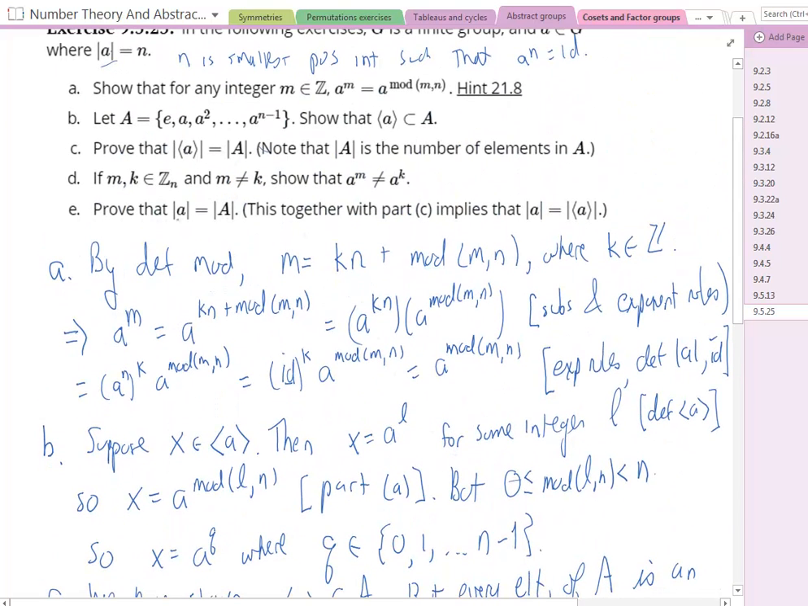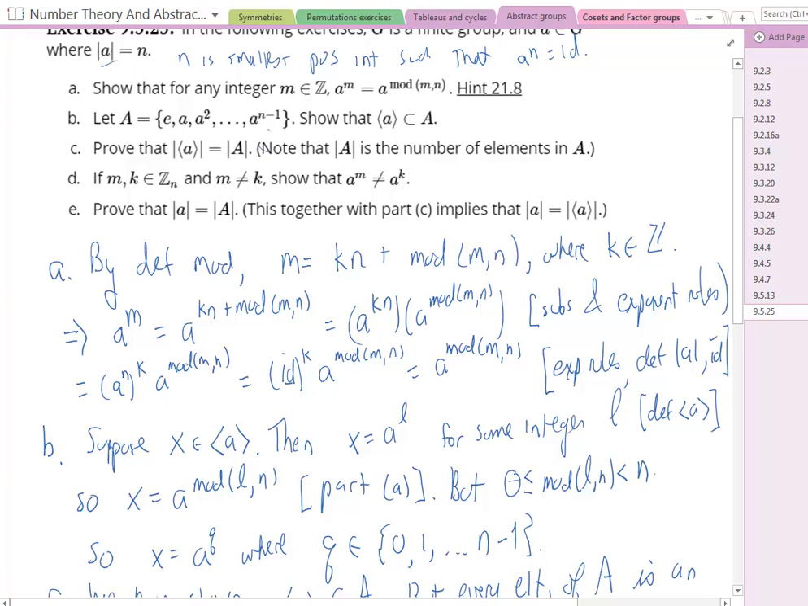D says if m and k are integers in Zn, and m is not equal to k, show that a to the m is not equal to a to the k. So I've got two different integers, both in Zn, so that means they're integers between 0 and n minus 1. Could be 0, could be n minus 1, but in that range. And if I have two different integers in that range, then I have two different powers when I raise a to the two powers. Now what that's going to show is that all of these numbers here in big A are different.